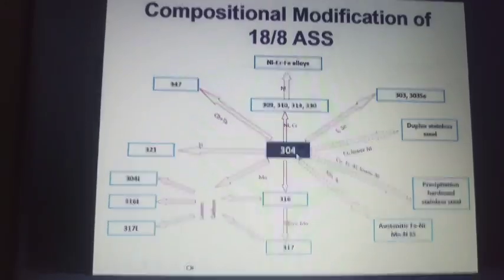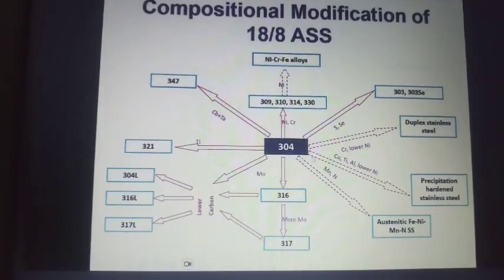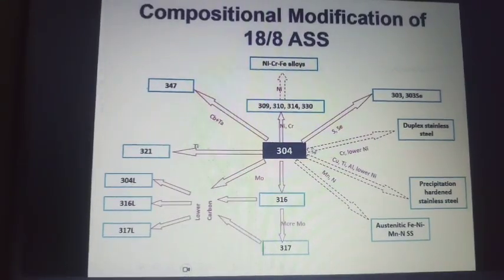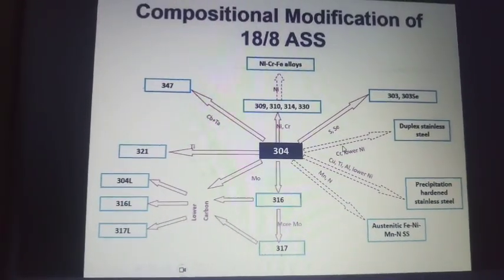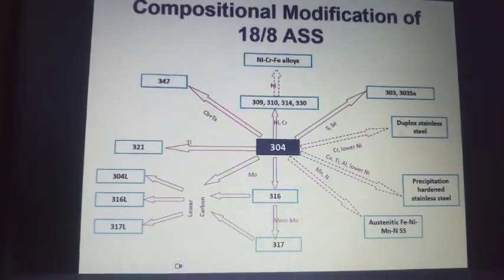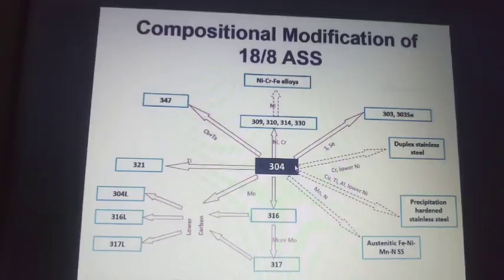Okay. Then from 304, you lower the nickel to improve the chloride SCC tendency, and you retain the chromium. You increase the chromium, lower the nickel, then that becomes a duplex stainless steel.